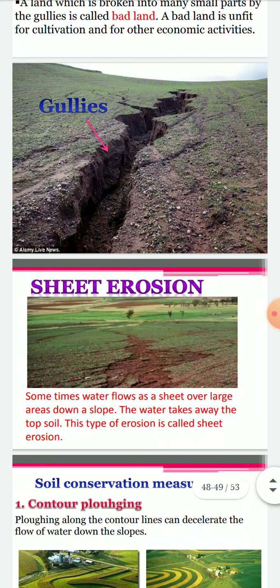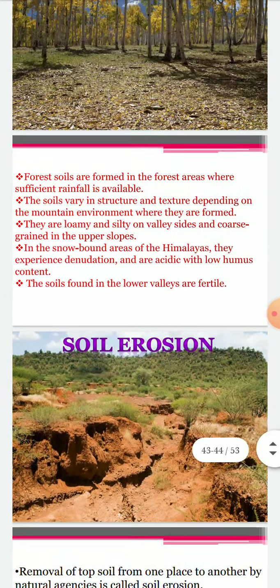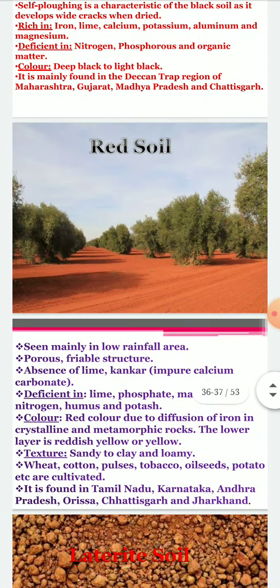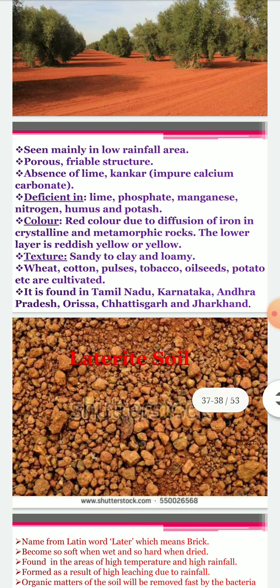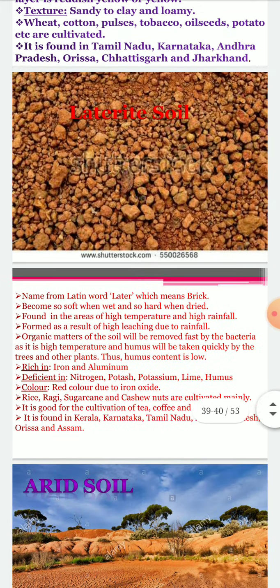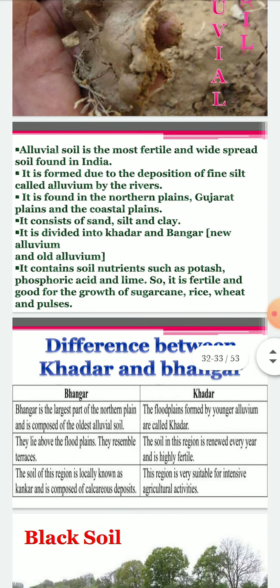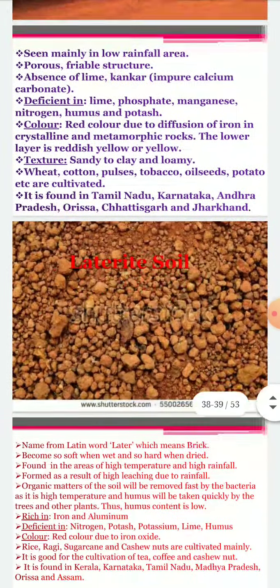In this chapter we have discussed what are resources, what are various types of resources, why we should conserve resources, and what are the ways in which resources can be conserved. And also we discussed types of soil, basically red soil, laterite soil, then arid soil, and then black soil. So the differences between those soils and how we can prevent soil erosion.